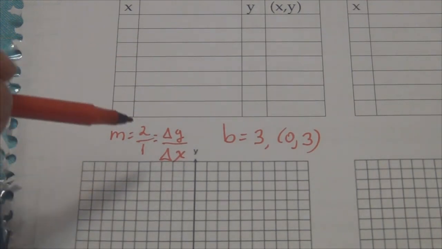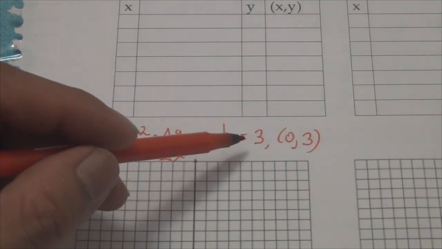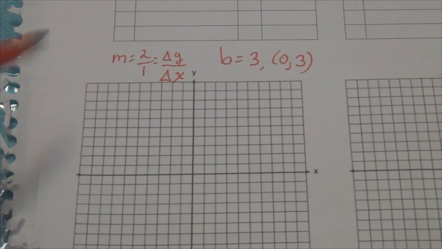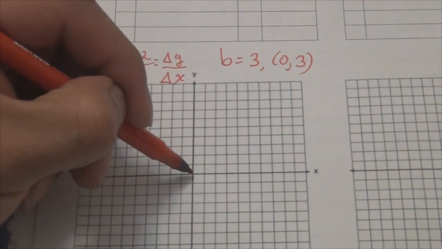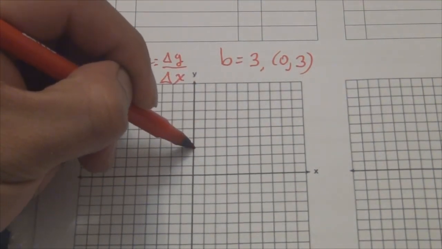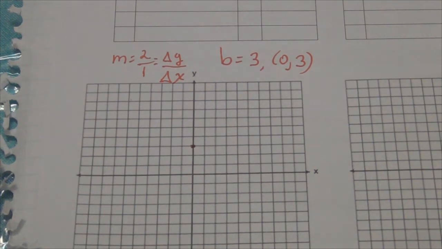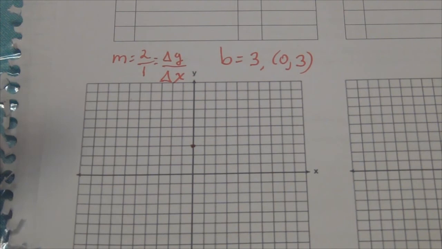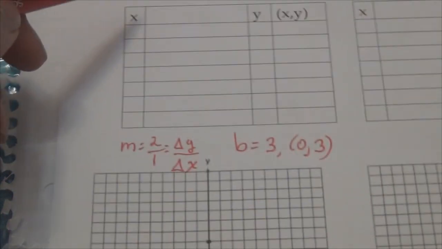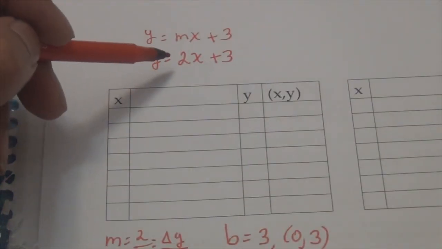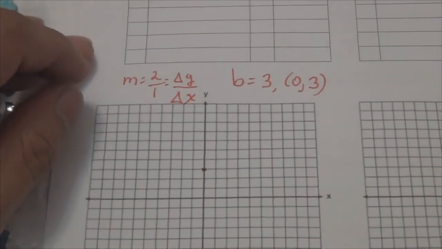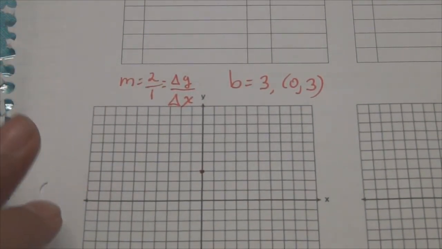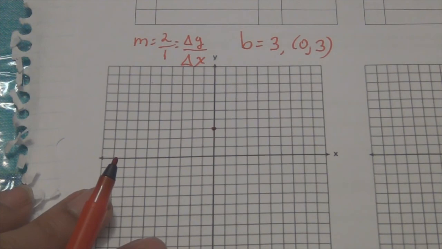My advice is always start at the y-intercept. So let me start at (0, 3). 0, 1, 2, 3. And now work your way towards the slope. Was the slope a positive number? Yes, it was. There are different directions in which the slope can go.